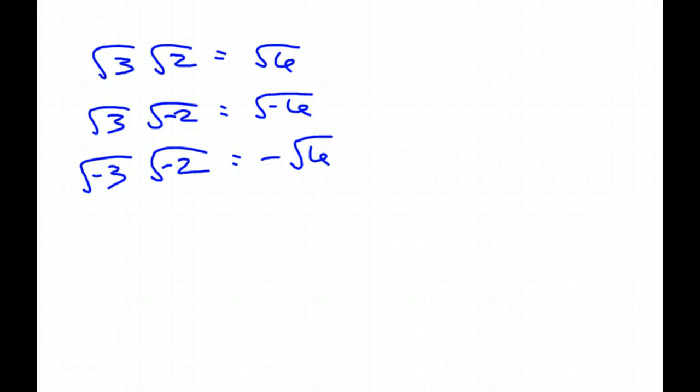Anybody know what a real number is? Define that for me. A real number is a number on the number line. You've got a number line going from negative to positive, zero to infinity. If you can put it on the number line, it's a real number. If you can't put it on the number line, it's an imaginary number.